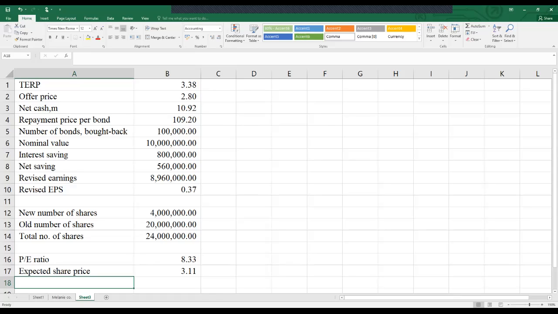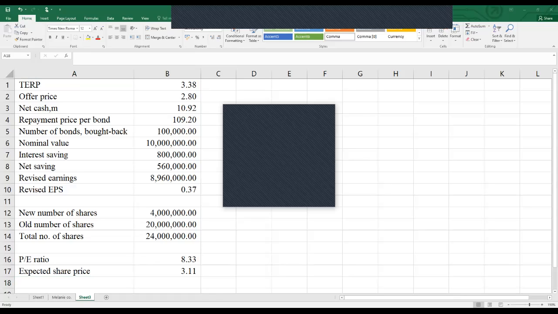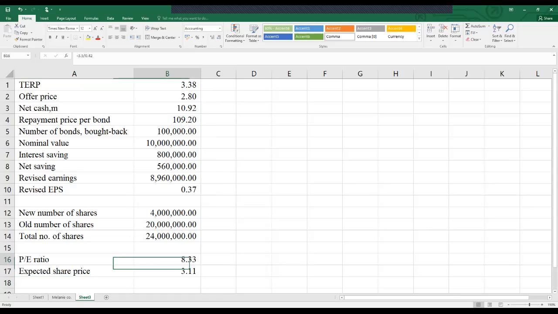Clear, Brenda? Could you repeat the price to earnings ratio? The current PE ratio, let me just give the formula, is equal to MPS divided by earnings per share. Therefore the current MPS was 3.5, isn't it? And the current earnings per share was 0.42. Clear, John? Yes. Great. Therefore, we get 8.33.